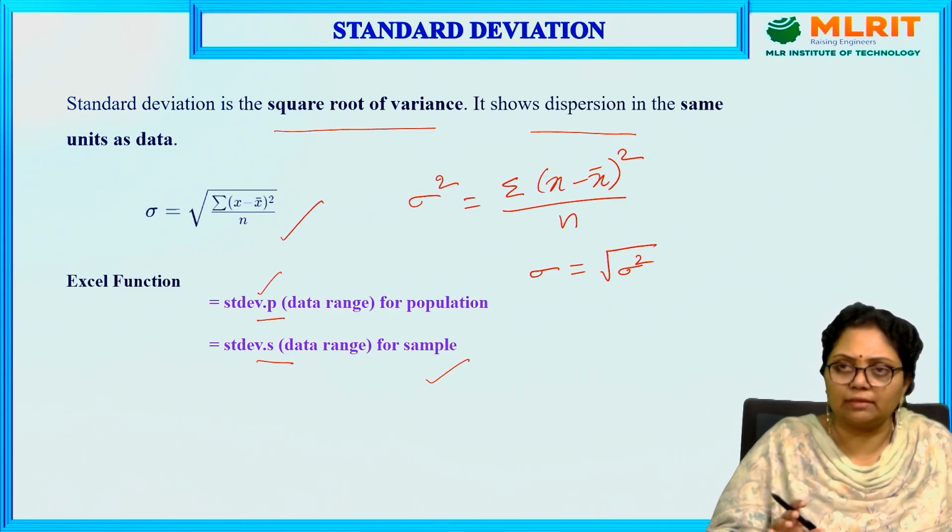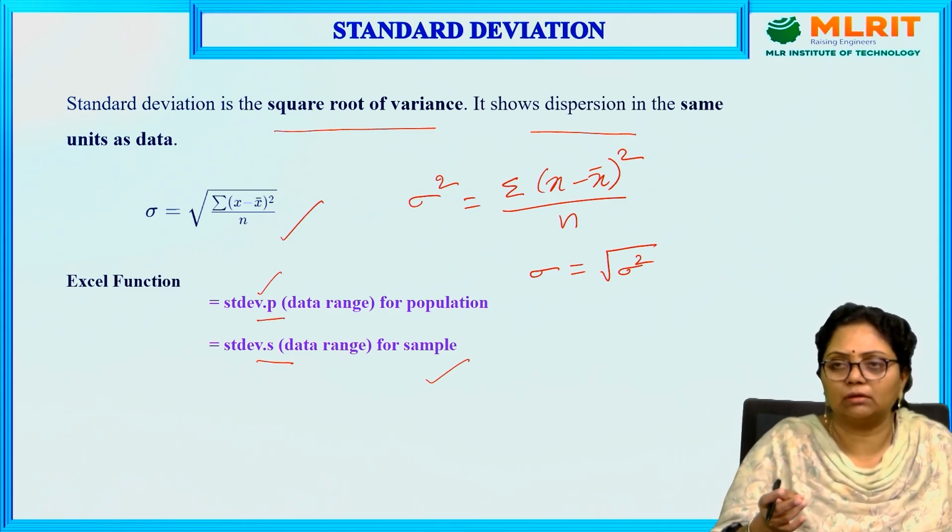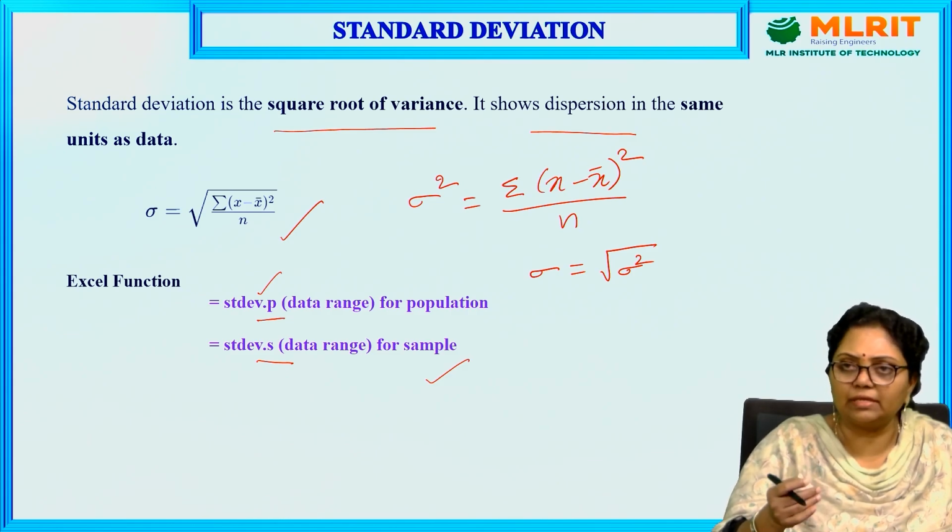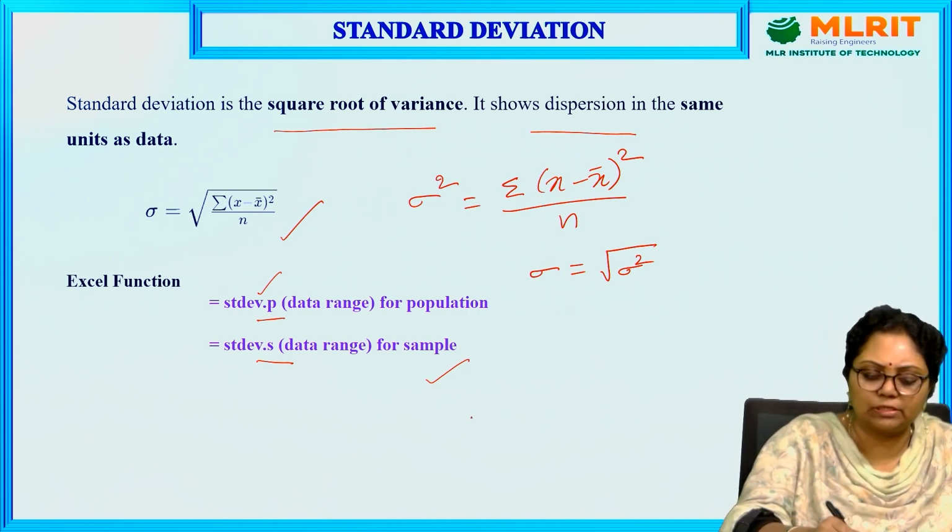So till now, the range, quartile deviation, mean deviation, variance, and standard deviation all come under absolute measures.